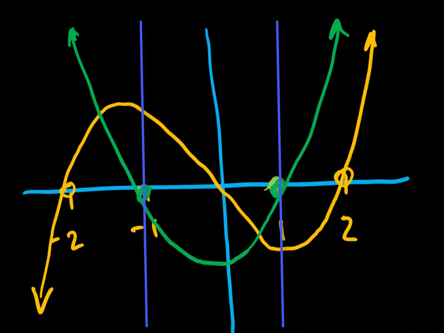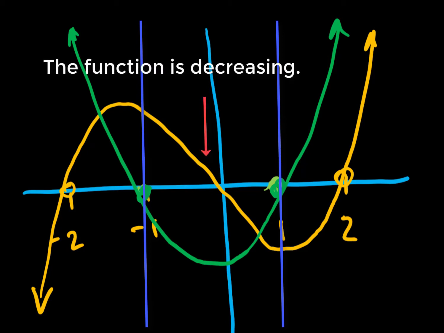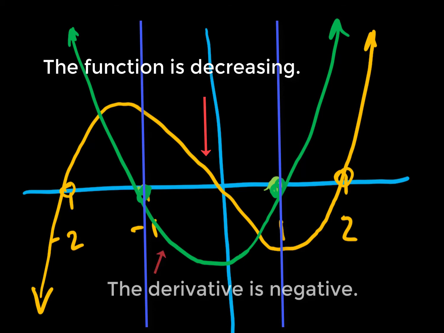All right, so now notice between negative 1 and 1, my function, f of x, is doing what? It's going down. It's decreasing. So what does that say about the slope of the tangent lines? We have negative tangent slopes. And you can look at the parabola. All of that is below the x-axis. It's negative between negative 1 and 1.